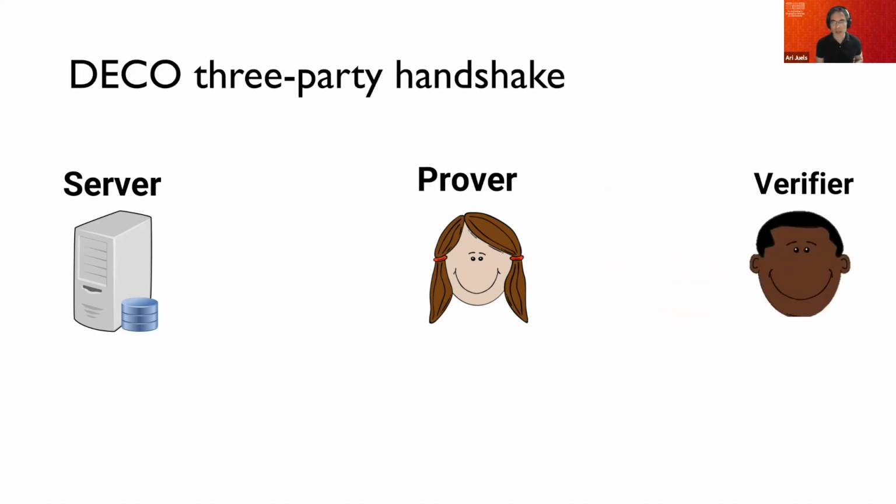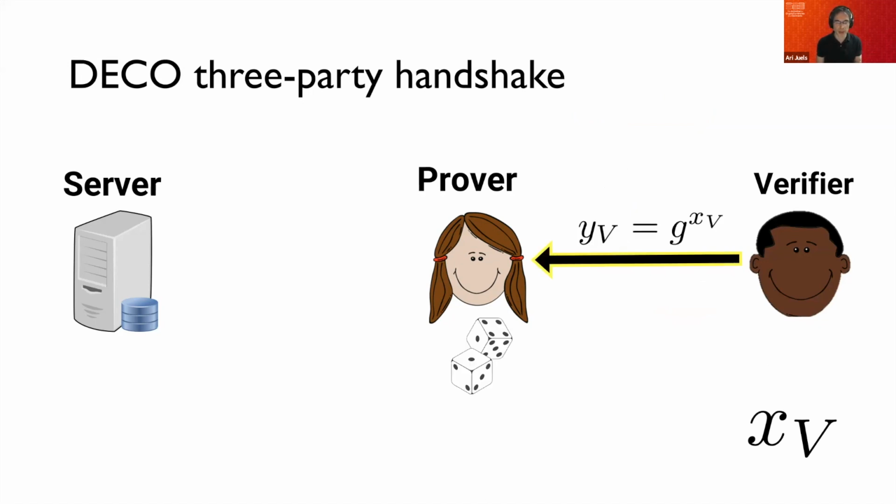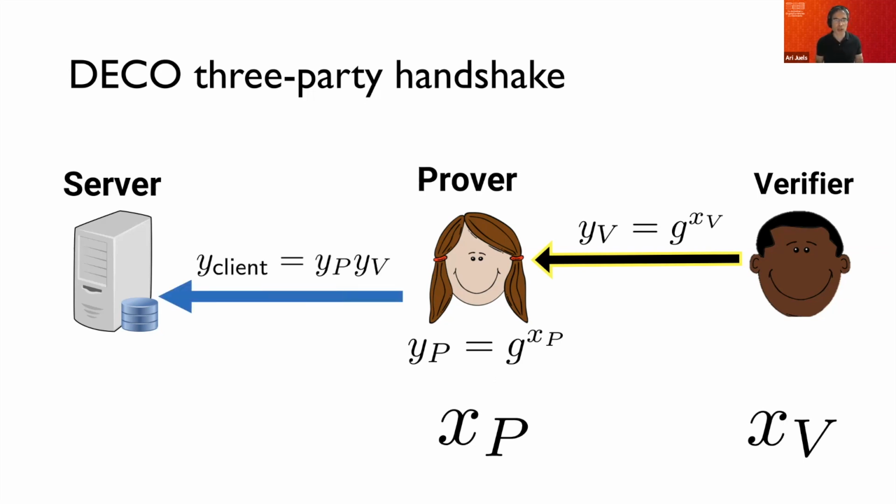with the server. In the three-party handshake, what happens is the following. The verifier, Bob in our scenario here, generates his own private key and corresponding public key, and he sends his public key to the prover. The prover then generates her own private key, and she combines her private key with the public key that Bob has presented to construct a joint public key. What we get out of this is a private key, X here, that is the sum of private keys held by the prover and the verifier.